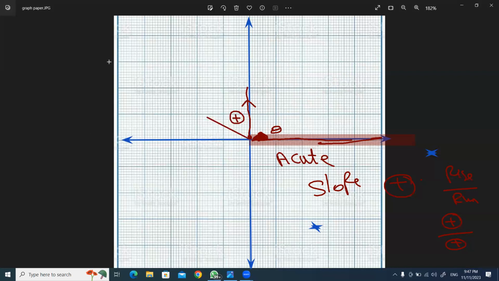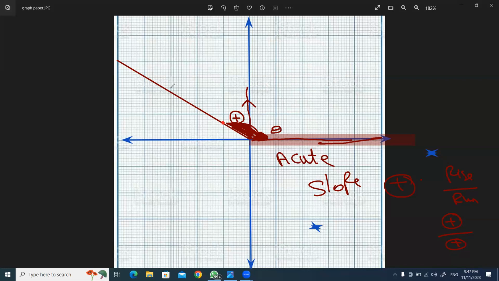If this angle here is an obtuse angle, so the gradient is going to be negative. Why is that? This angle is an obtuse angle. Why is the gradient positive? Negative, sorry. Because the gradient or the slope is the rise over the run.